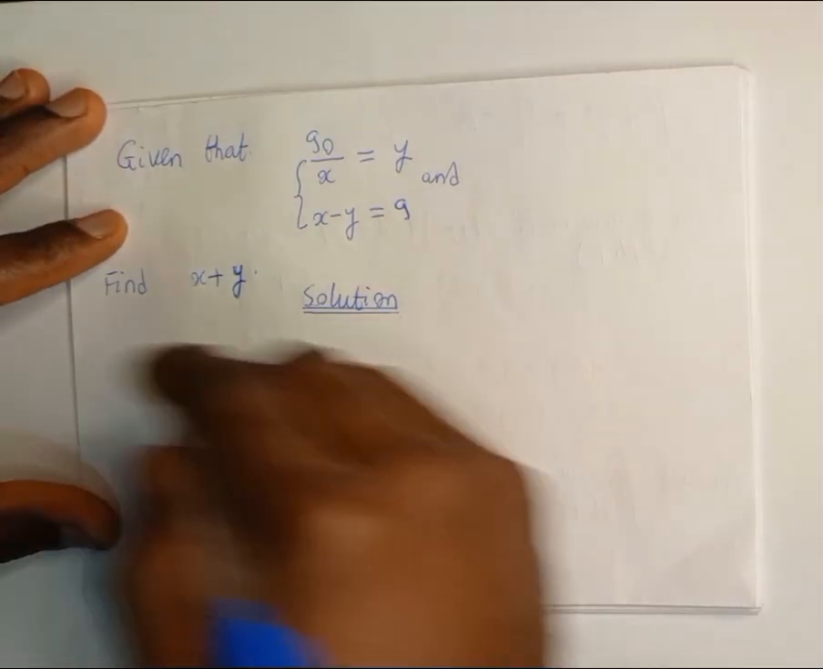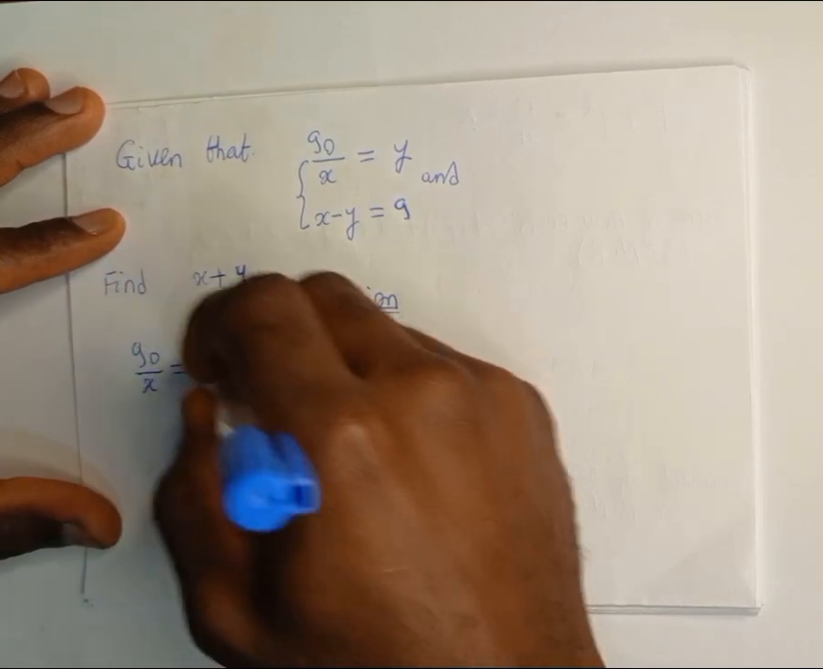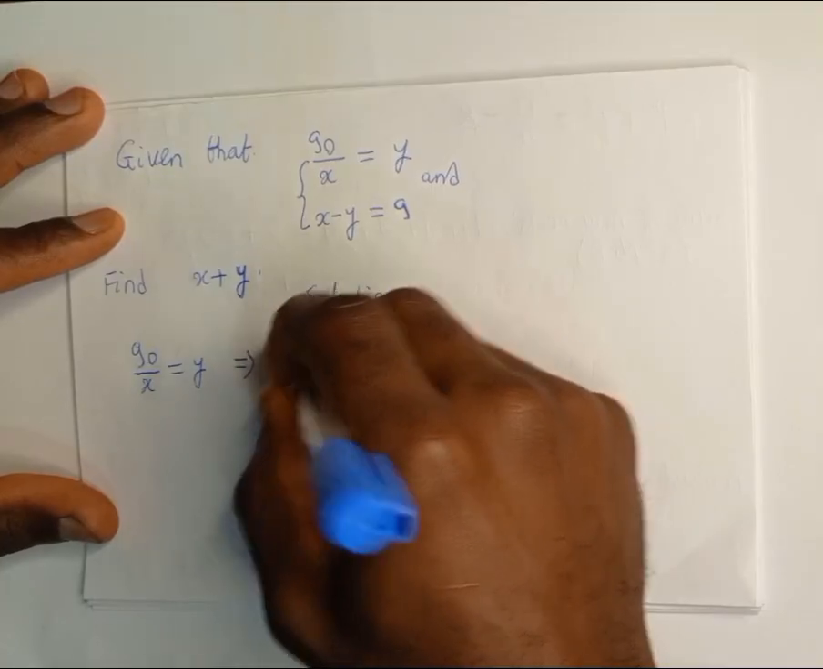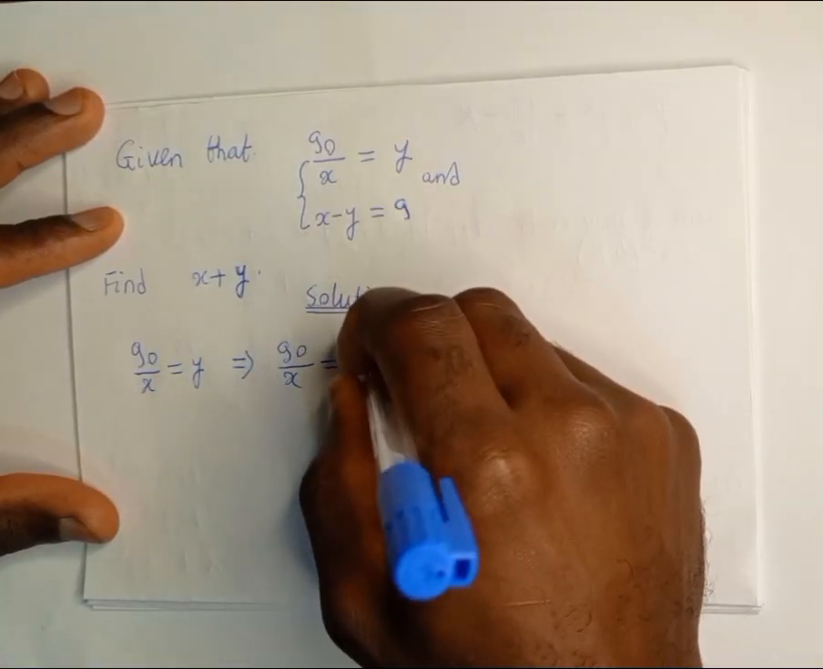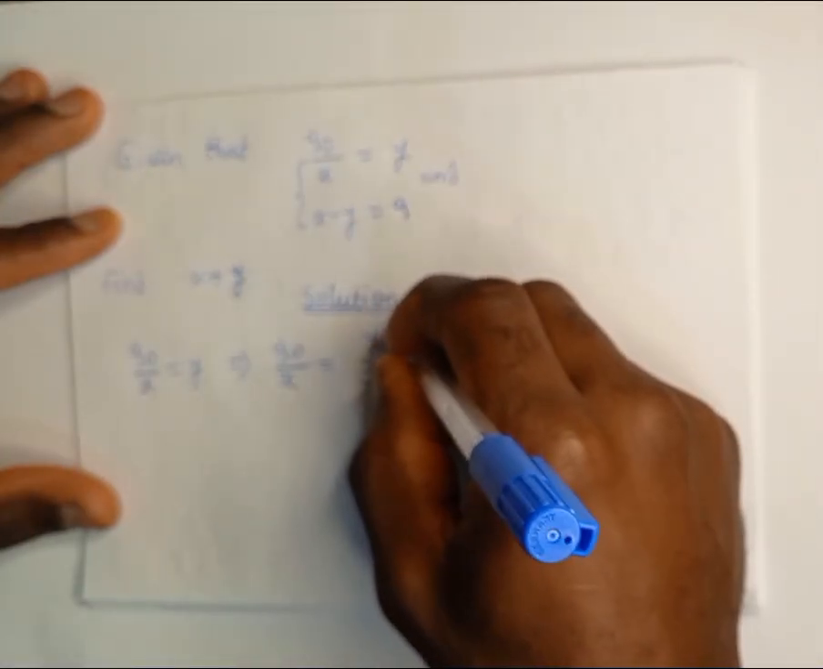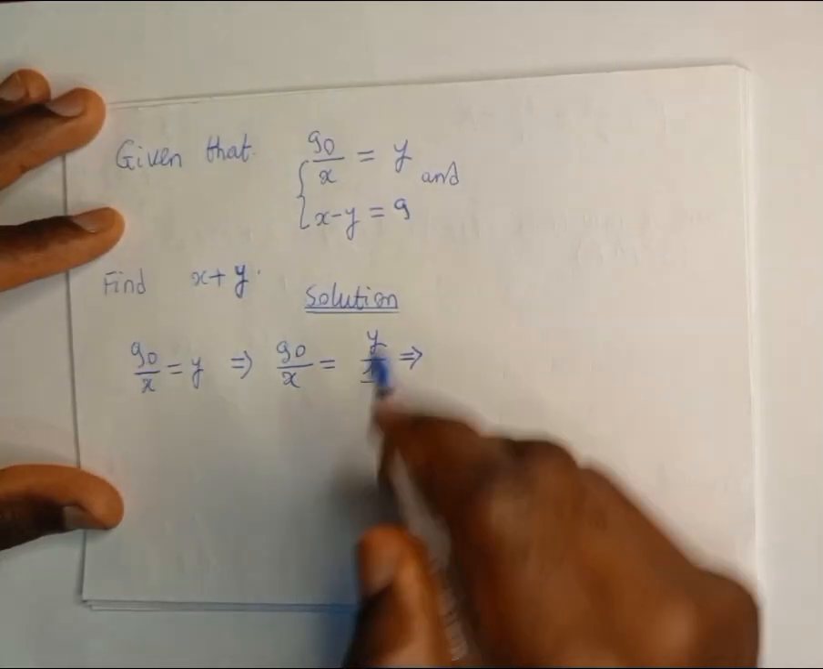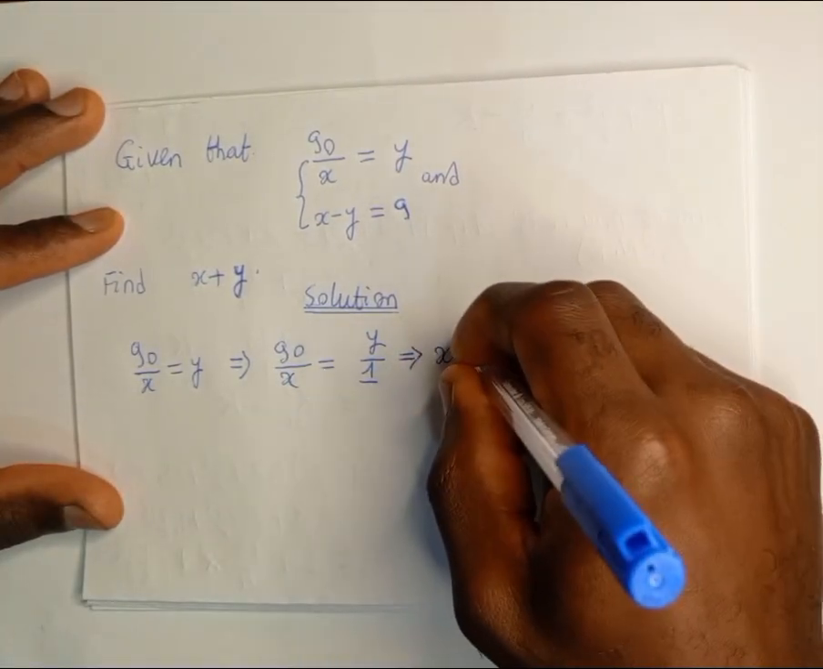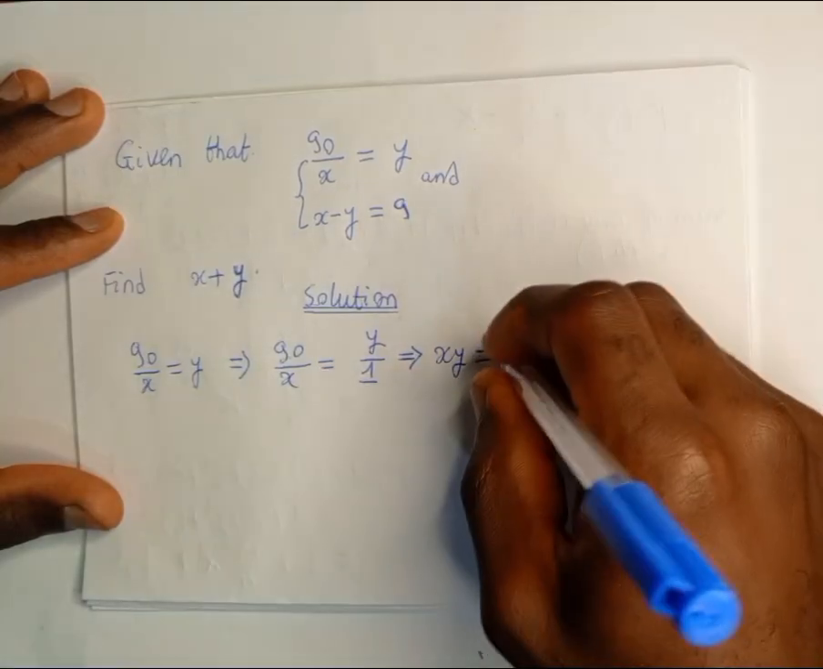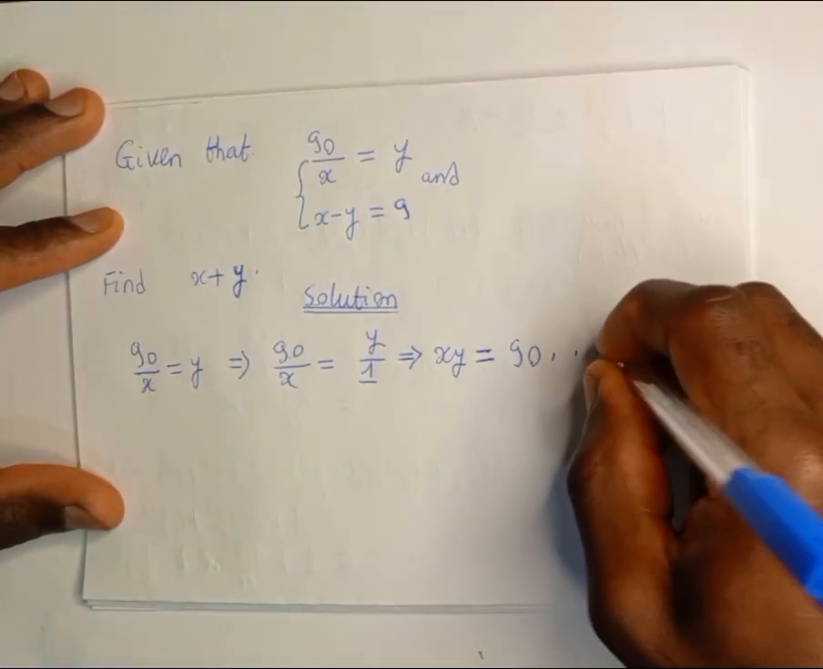If we take the first equation, 90 over x is equal to y, it is the same as 90 over x is equal to y over 1. This is simply the same as, if we cross multiply, x times y gives us xy, put the equal to sign, is equal to 90 times 1, which remains 90. Call this one equation 1.